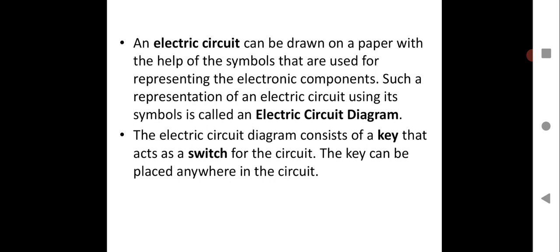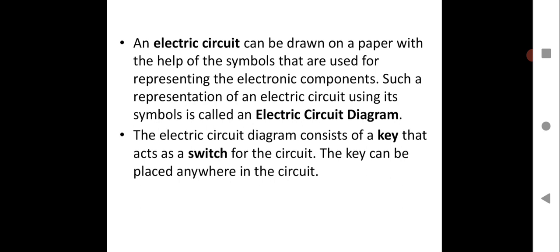The electric circuit diagram consists of a key that acts as a switch for the circuit. When you put the switch in on and off position, that is actually the key in the circuit diagram. When it is closed, the circuit is completed, the electric current flows and the bulb will glow. And when the key is open, that means you are opening the circuit, you are not allowing the electric current to flow in the circuit, and the bulb will not glow.